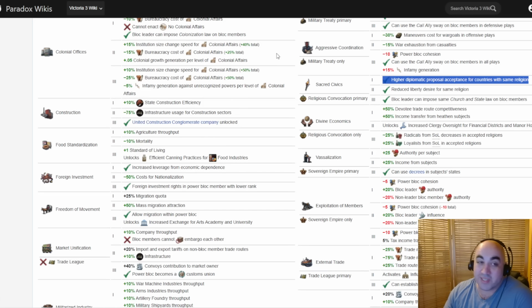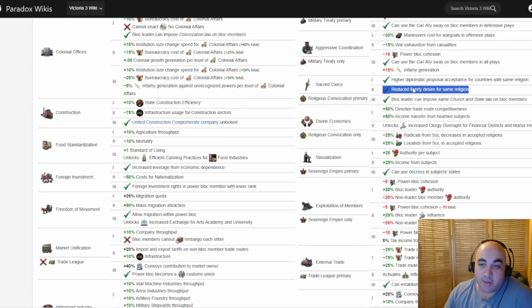actually going to give Sacred Civics C tier, because I think it's conditionally useful. The reduced liberty desire for the same religion is actually going to be quite useful if you are going this route, and so that is something to write home about because it'll allow you to annex people faster.